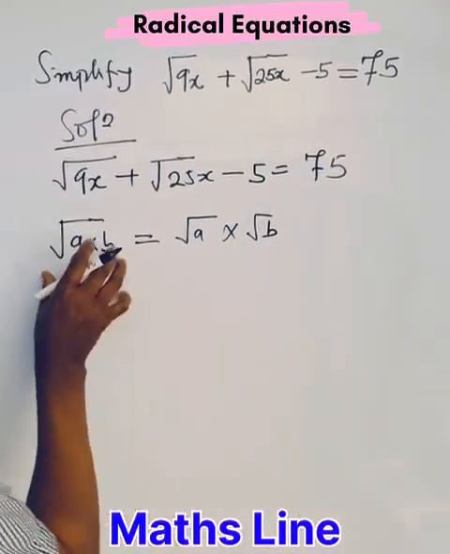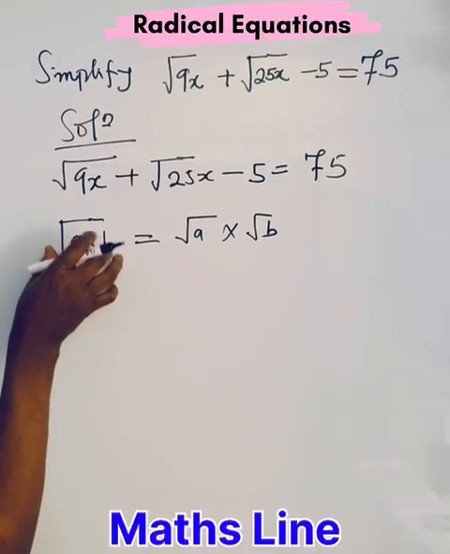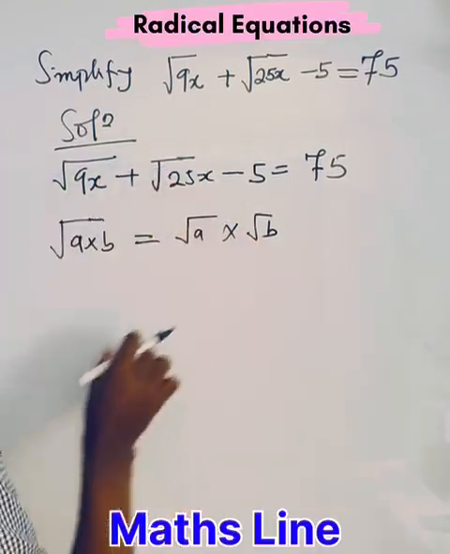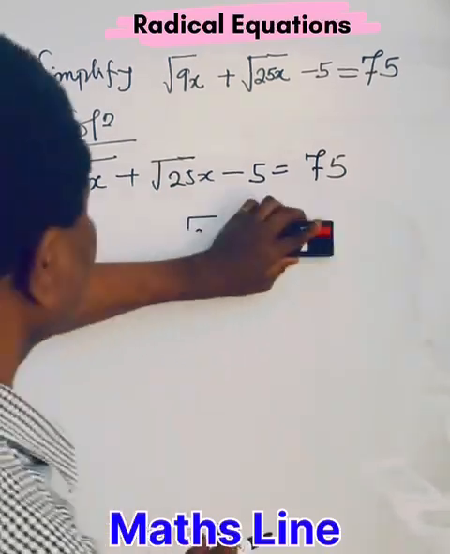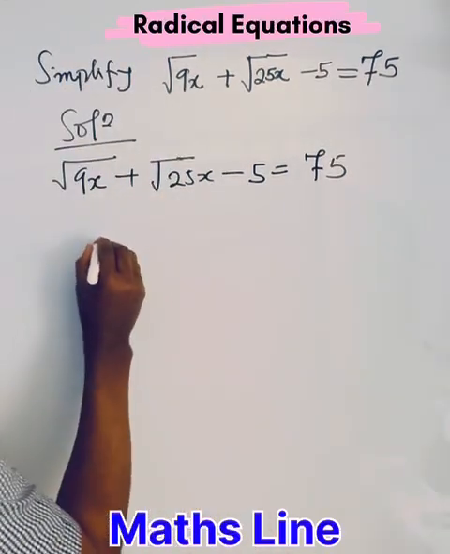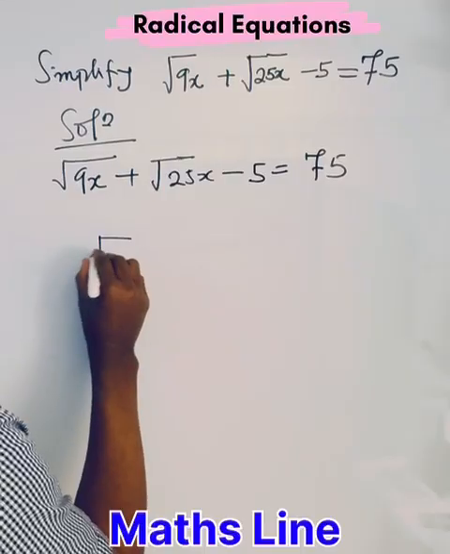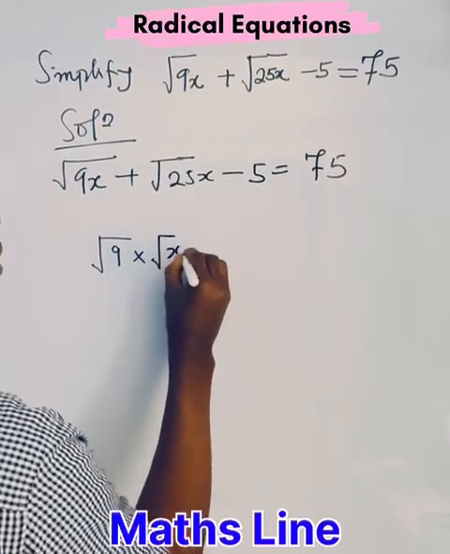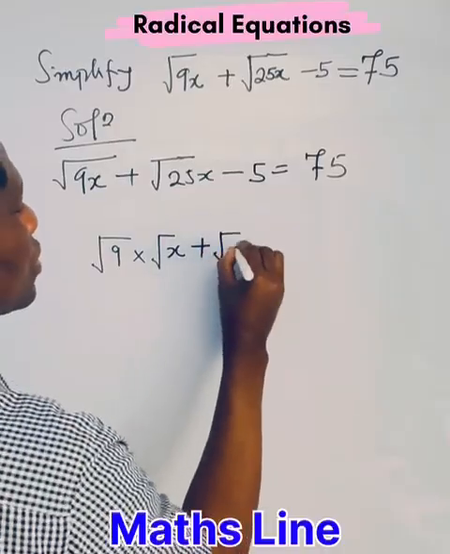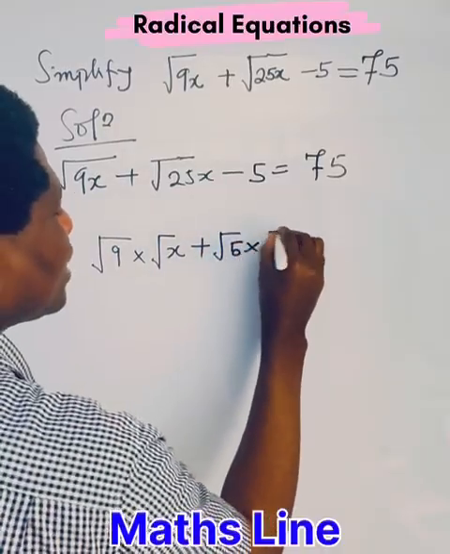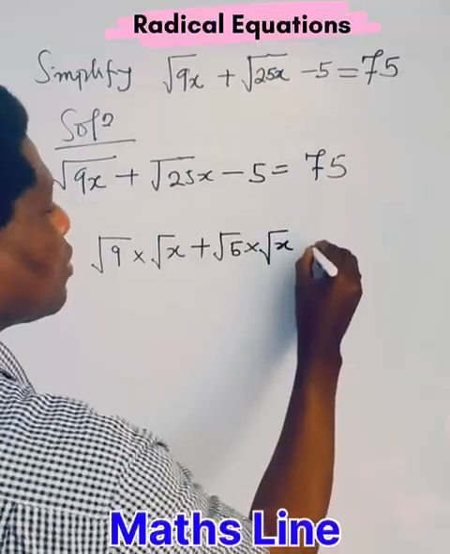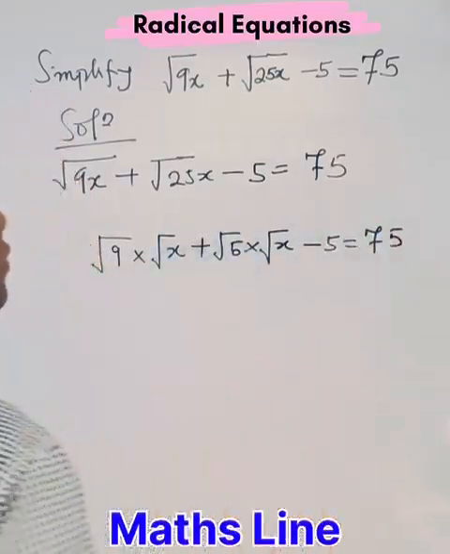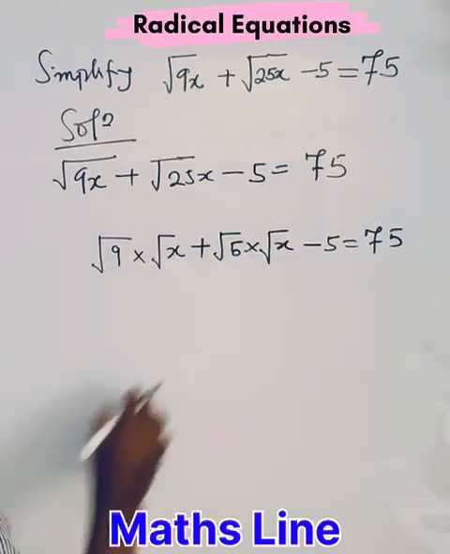So, if you look at this, you notice that what we have is similar to this. If we apply this law, then we have root 9 multiplied by root x plus root 25 multiplied by root x, minus 5 is equals to 75. So what do we now do here?